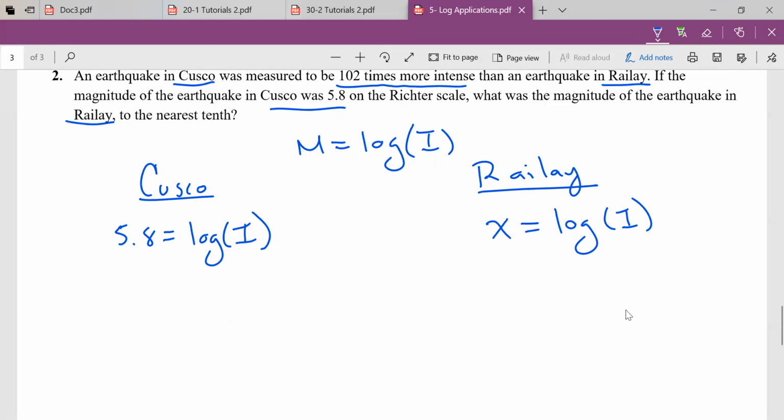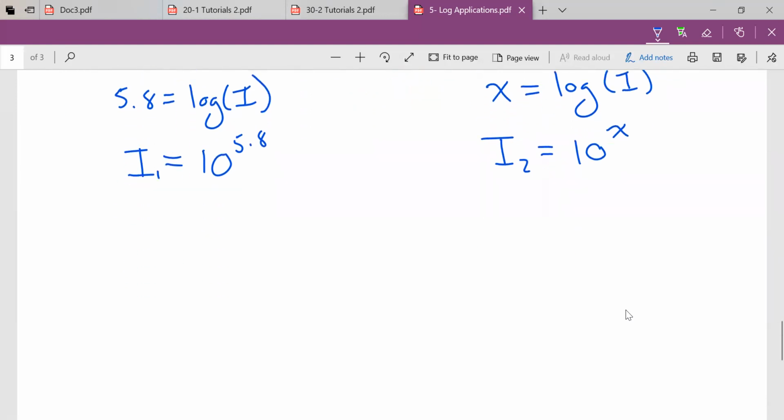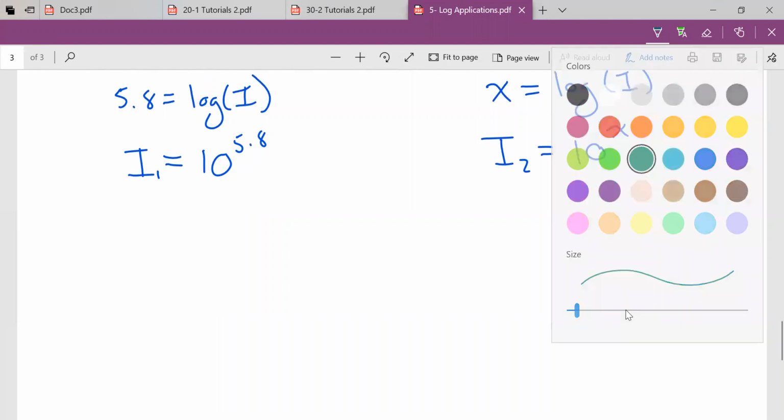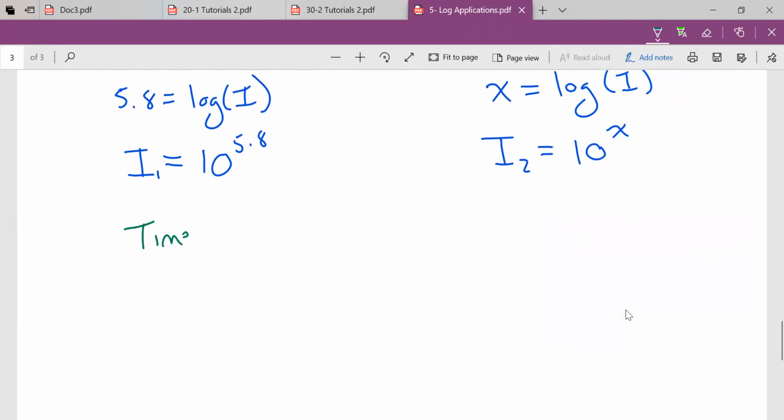Okay, so now, same thing. It tells me how many times more intense. It was 102. So we have to solve for intensity. So again, unknowns inside my logarithm, I convert to an exponential. Might call that again I sub 1, don't have to, but I like to. I sub 2, the earthquake in Railay, is 10 to the exponent x. So times more intense, what I'm going to do, times more intense is the bigger divided by the smaller.